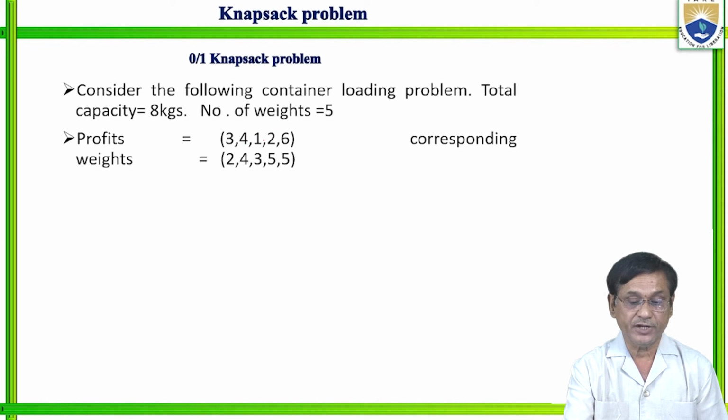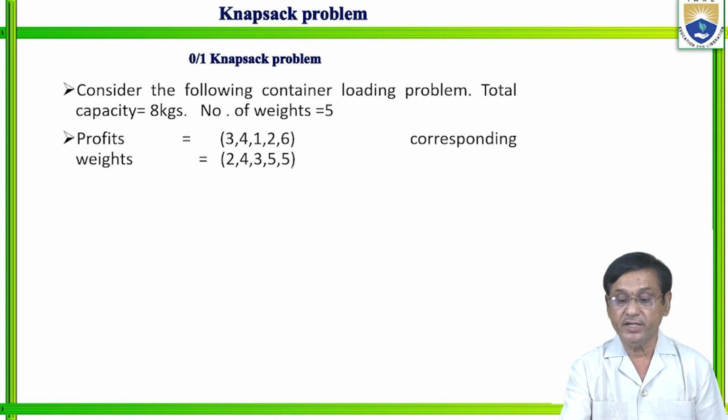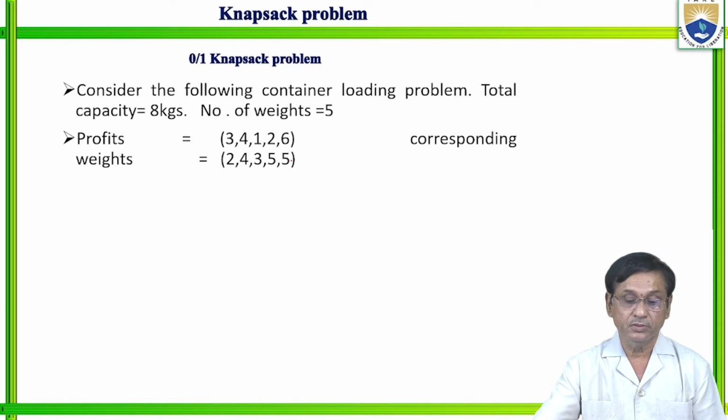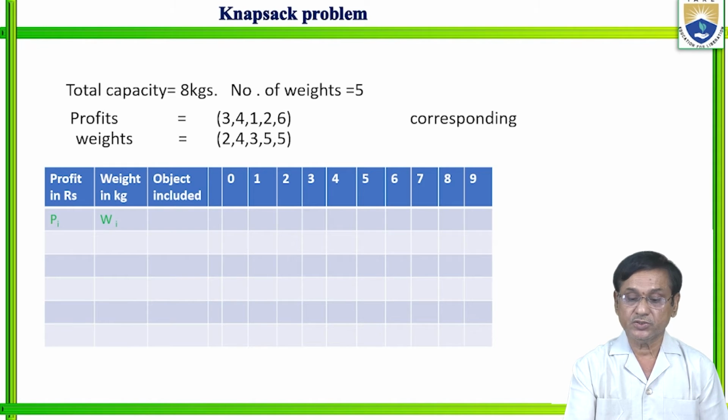The profit corresponding to the third object is 1 and the weight is 3 kg. The profit corresponding to the fourth object is 2 and the weight is 5. And the profit corresponding to the fifth object is 6 and the weight is 5. Now, how to find out the solutions?